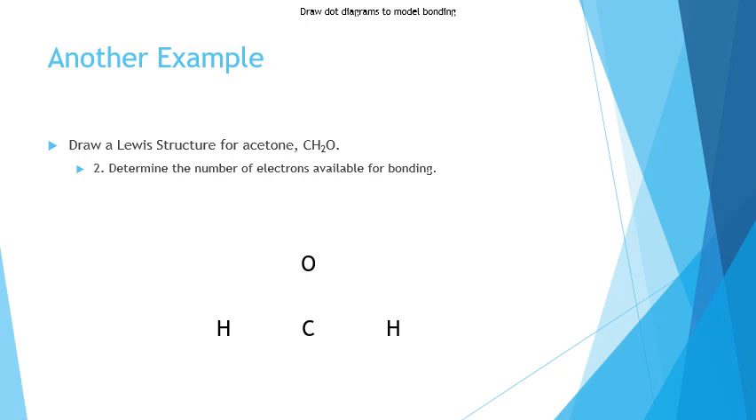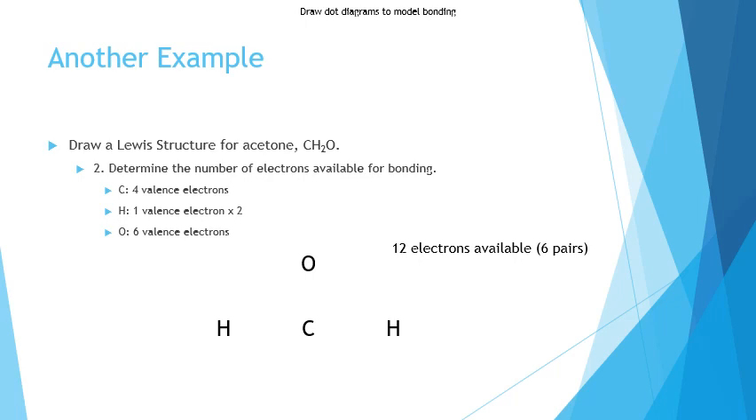So recall that the electrons available for bonding are the valence electrons. So I will just count those. We have 4 valence electrons from carbon, as it is in group 14. We have 1 valence electron for each hydrogen, but I need to multiply that by 2 because I have 2 hydrogens. And then I have 6 valence electrons from oxygen because it's in group 16. I add all those up. That's going to give me 12 electrons or 6 pairs of electrons.